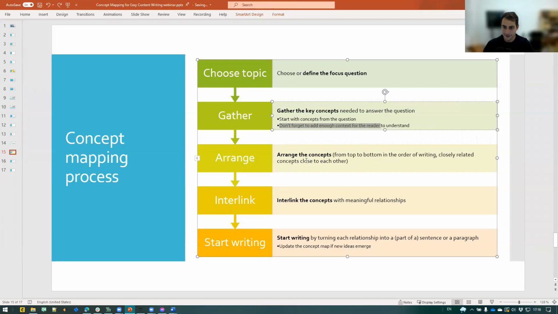Adding enough context. Then after you gather the concepts, you arrange them from top to bottom, and then you go into the interlinking phase, which helps you sort out those ideas that you should use and those you should maybe leave for later. And when you have it interlinked, you can start writing. So open up a text editor and look at the map, take each relationship and turn it into a sentence.